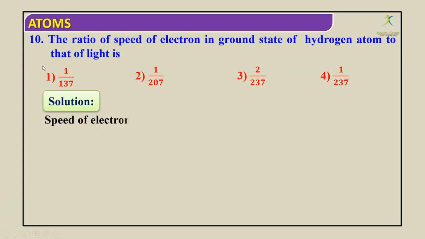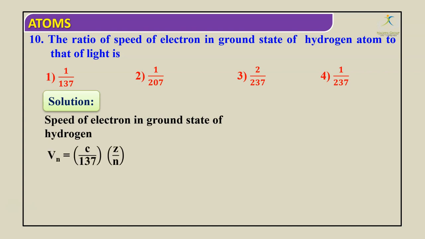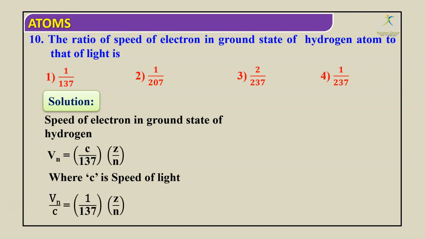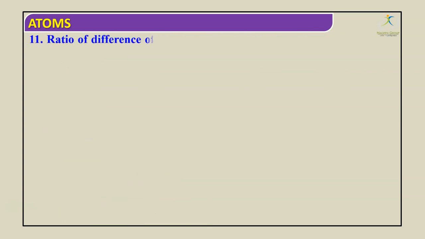Students, we know that the speed of the electron in the ground state of hydrogen is Vn equals C by 137 times Z by n, where C is the speed of light. So Vn by C equals 1 by 137 times Z by n. For hydrogen, Z equals 1 and n equals 1. So the correct answer is 1 by 137.